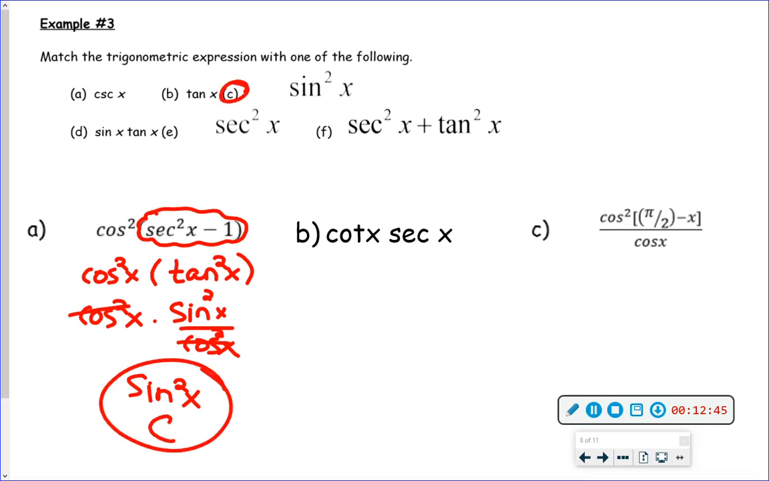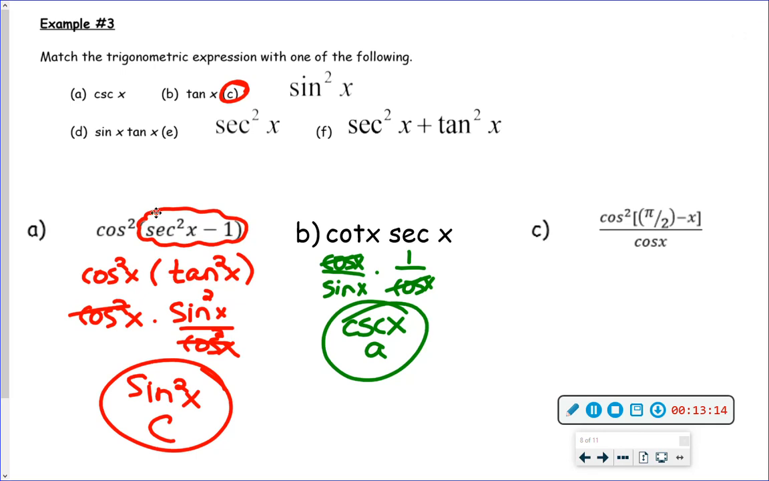All right, B. So same thing, multiple choices on identity sheet for cotan, 1 over tan or cos over sine. Again, try to rewrite everything in terms of sine and cosine if you're unsure. So I'm going to use cosine over sine. Secant, of course, 1 over cos. Our cosines cancel each other out, so I'm down to 1 over sine, which of course we all know is cosecant. So letter A.